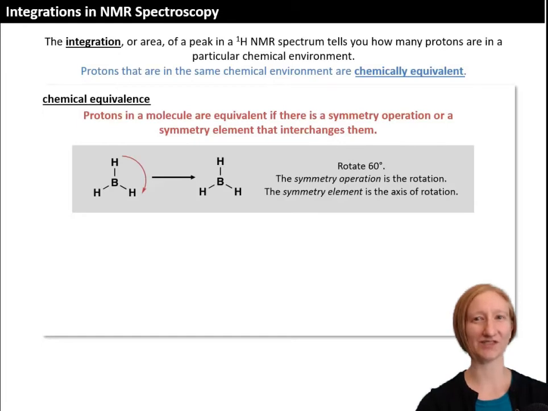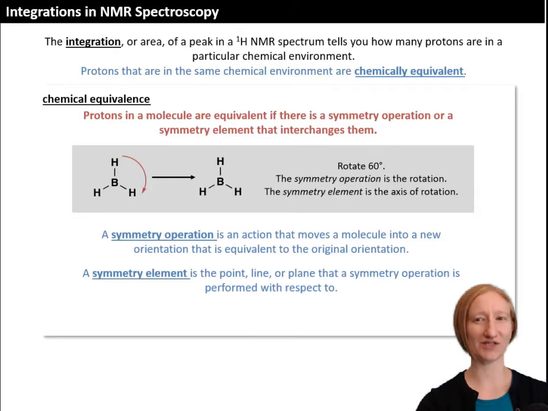Here I can rotate the structure by 60 degrees, and what I get is exactly the same as what I started with. So here a 60-degree rotation is a symmetry operation that relates each of the 3 hydrogens of borane. The 3 hydrogens are chemically equivalent. They sit in identical chemical environments.